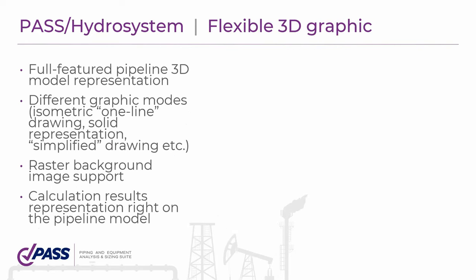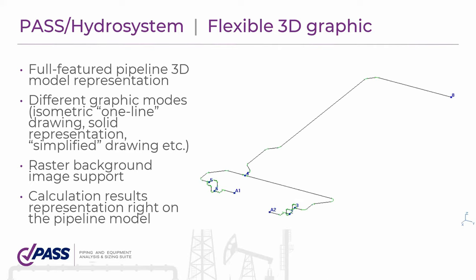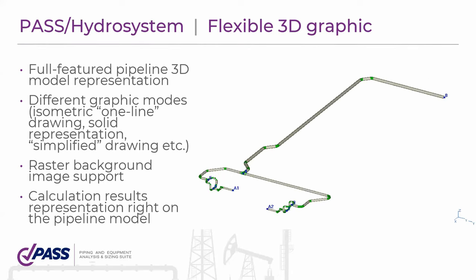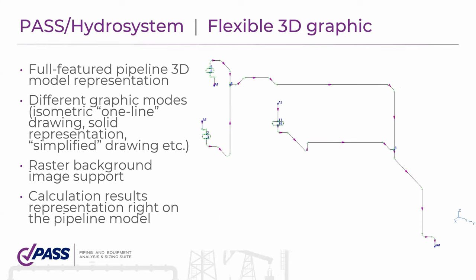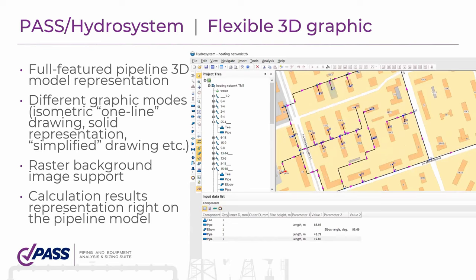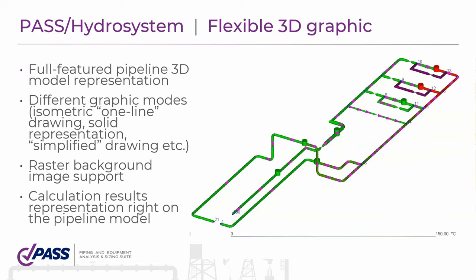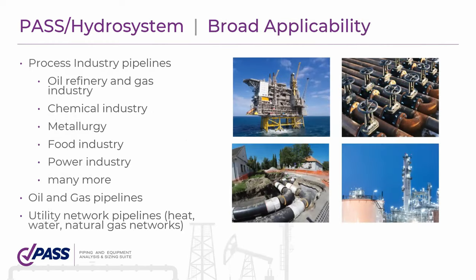In HYDROSYSTEM we also have a full feature pipeline 3D model representation. Working in HYDROSYSTEM, you can view your pipeline in a traditional isometric view, or you can choose solid representation, or you can use profiles, plans, et cetera. You can use a raster background, so you can upload an image inside the program and use it as a background for your piping system. You can present the calculation results right on a piping diagram. So if you want to view how temperature, pressure, or velocity changes across the pipeline, you can see it right on the piping diagram. The 3D graphics in HYDROSYSTEM is very powerful. And HYDROSYSTEM is a program of very broad applicability.